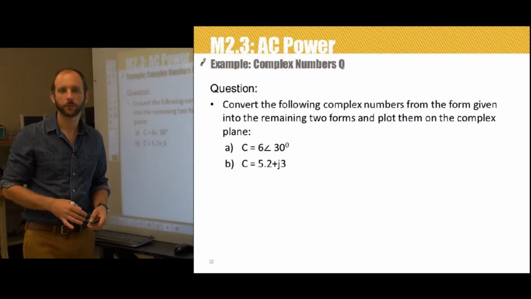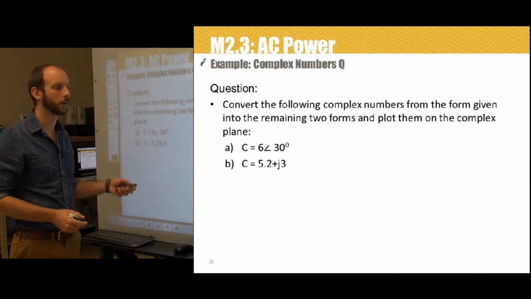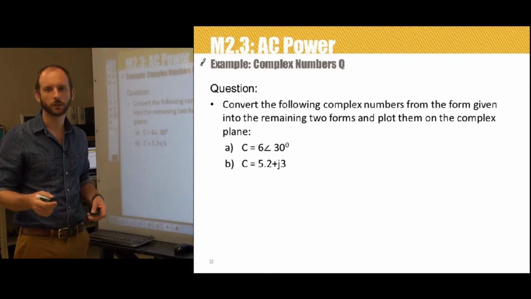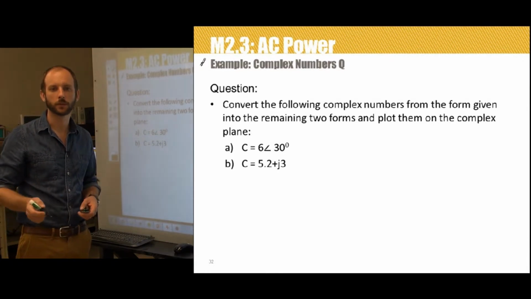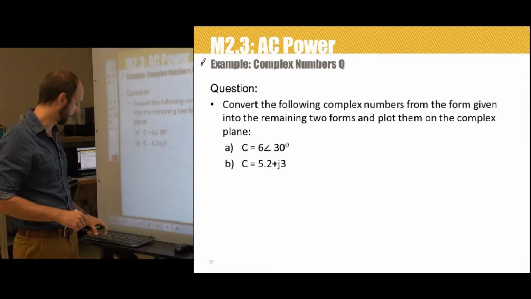So let's work an example of converting complex numbers between the different forms. We want to convert the following complex numbers from the form given here into the remaining two forms and then plot them on the complex plane. The two numbers being c is equal to 6 at angle 30 degrees and c equals 5.2 plus j3.